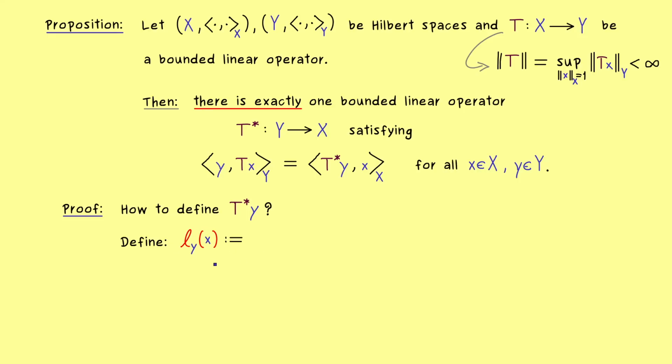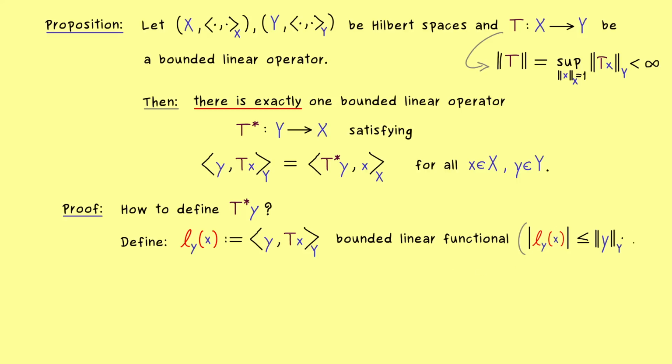And then the definition we choose is the left hand side here. So in x here, this is clearly a linear functional, and it's also bounded because we can use our Cauchy-Schwarz inequality. So just to be clear, Cauchy-Schwarz will tell us that this absolute value here is always bounded from above, namely by the norm of y and the norm of tx.